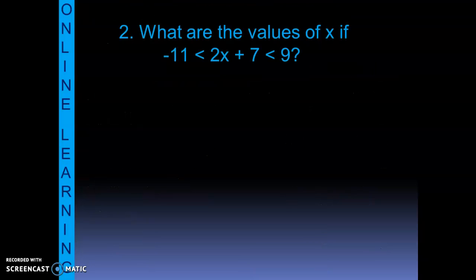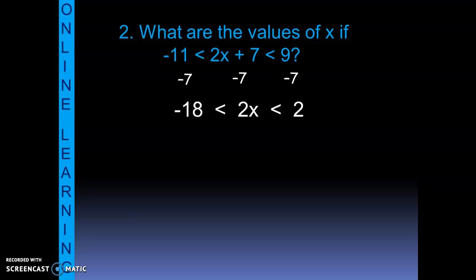Next question. Negative 11 less than 2x plus 7 less than 9. Now, we don't have a negative on the 2x, so the coefficient is going to be a little bit easier to work with because it's positive. So first goal, get rid of the plus 7 by subtracting. All three of them get subtracted by 7. Watch out for integer rules, right? And now I need to divide all three terms by 2.